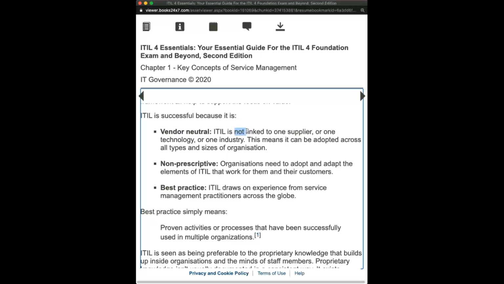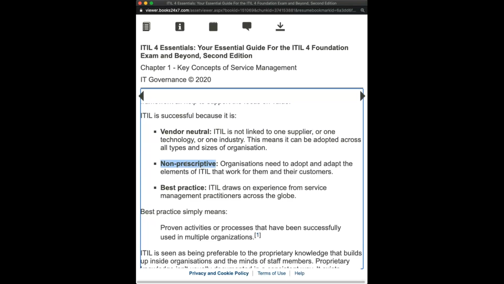So it did say it's not linked to one supplier, one technology, or one industry, right? So it's not, let's say, linked to Microsoft in the computer industry. It's not linked to, let's say, McDonald's in the fast food industry, right? Because again, any type of organization across industries requires ITSM.